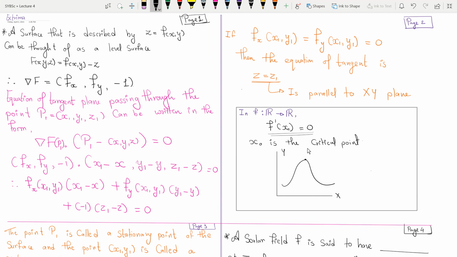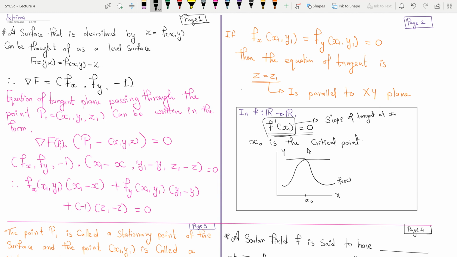In case of R to R, my derivative is nothing but the slope of the tangent at that point. This thing represents my slope. If this function is f of x, then this represents the slope of the tangent at x naught, correct? That means at that point, if I draw a tangent, the slope of the tangent should be 0. Suppose this point is x naught, then the slope is 0 means what?